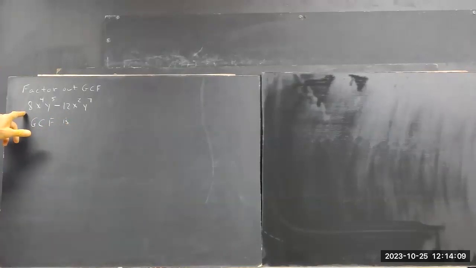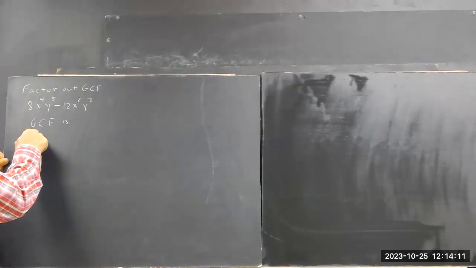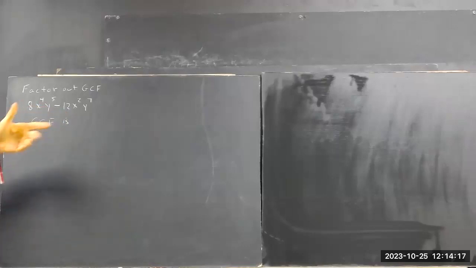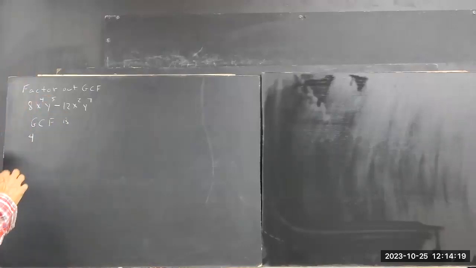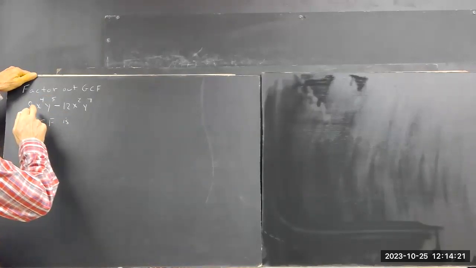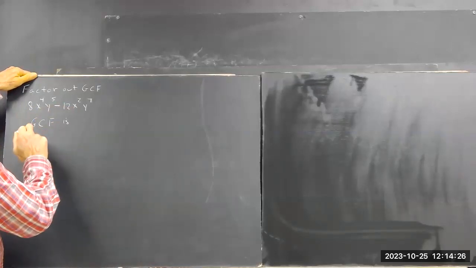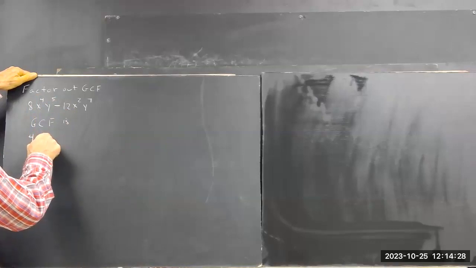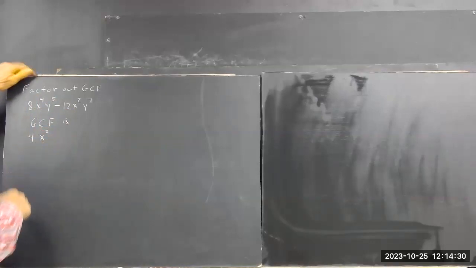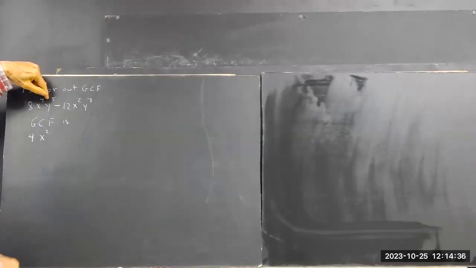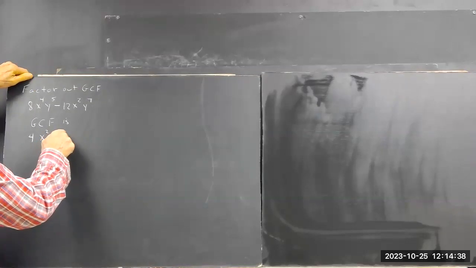Well, the greatest common factor of 8 and 12 is 4. 4 divides 8, 4 divides 12. Okay. Nothing bigger divides both of these. 12 doesn't divide 8 and so forth. Okay. Now we have x to the 4th and x squared. Well, the greatest of those is x squared. The highest power of x we have in common is x squared. And the highest power of y we have in common is the 5th power, so it's y to the 5th.